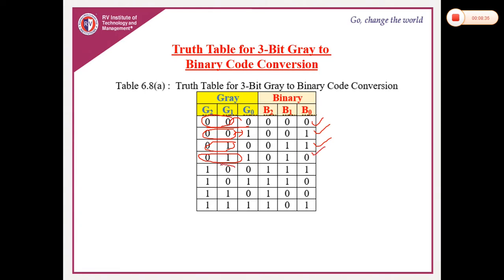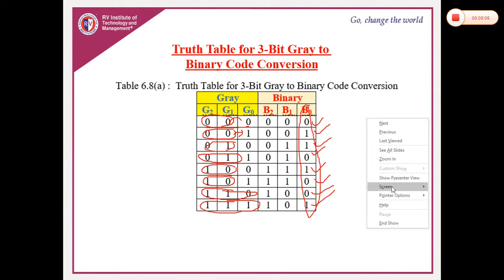Is it okay? Then the next combination, 1 0 0: 1 XOR 0 is 1, 1 XOR 0 is again 1. Next combination 1 0 1: 1 XOR 0 is 1, 1 XOR 1 is 0. Then the last two combinations, 1 1 0: 1 XOR 1 is 0, 0 XOR 0 is 0. Then 1 1 1: 1 XOR 1 is obviously 0, 0 XOR 1 is 1. So you take the XOR operation of all of G2, G1, G0 to get B0.